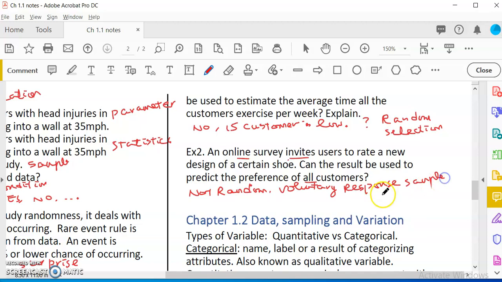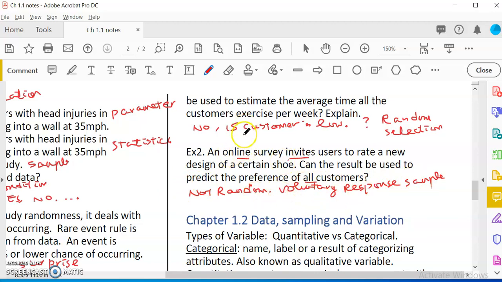Why? Because people who are interested have strong feelings: maybe they like the shoes, or they don't like the shoes. So you end up ignoring a lot of customers who are indifferent to it, or too busy or whatever. So voluntary response samples are not representative.